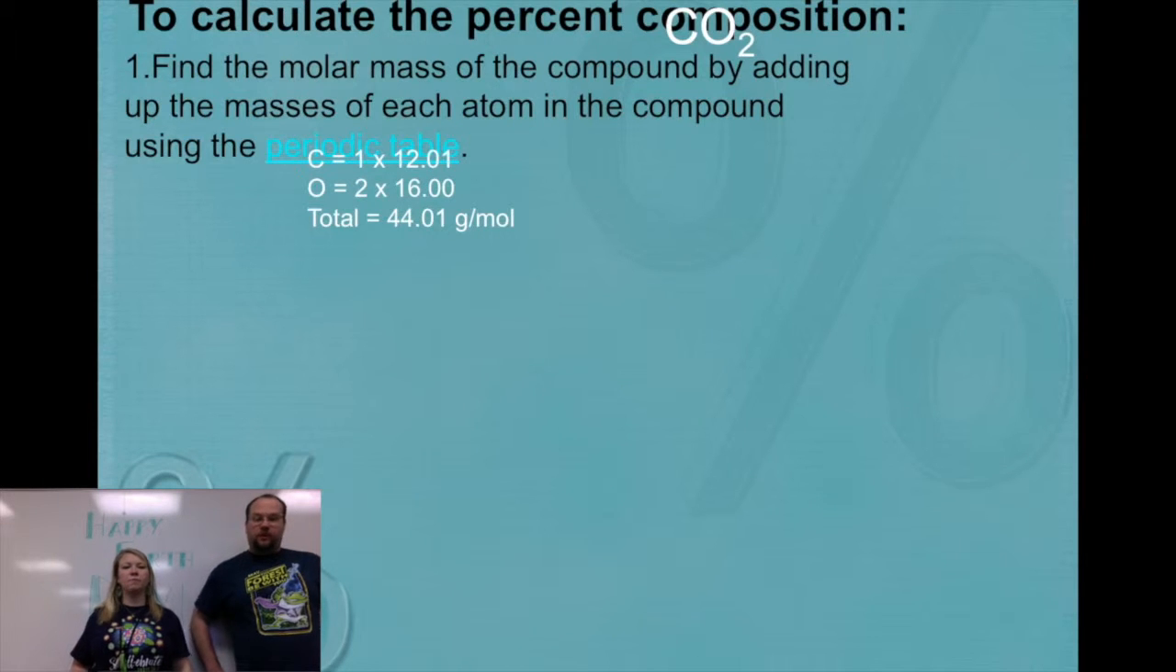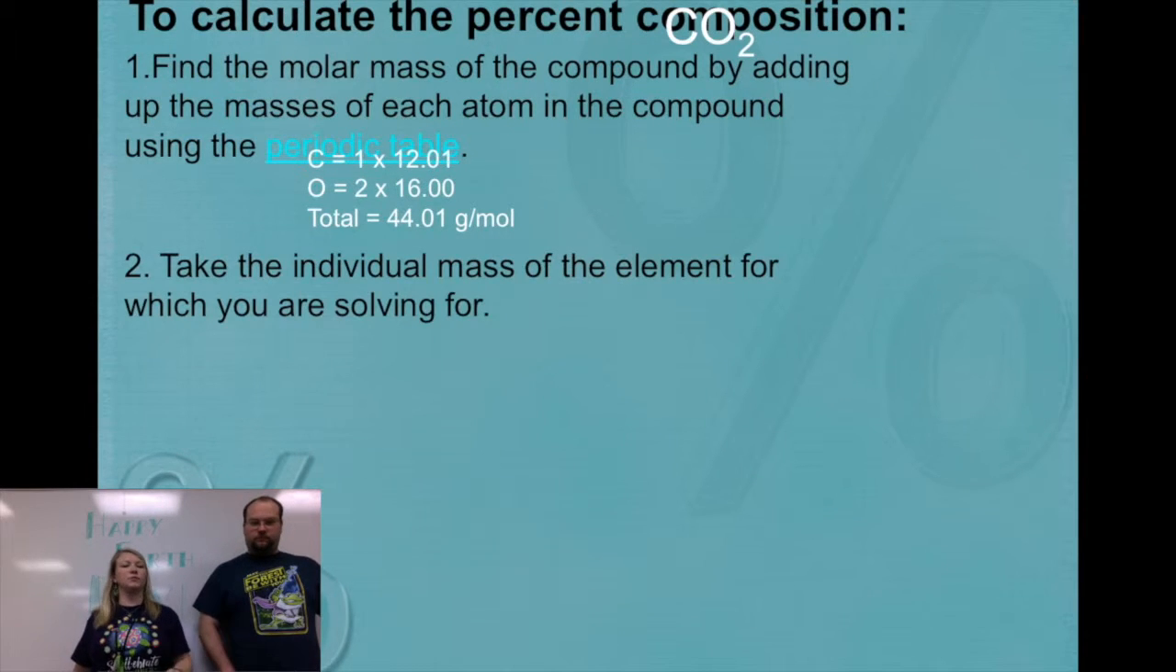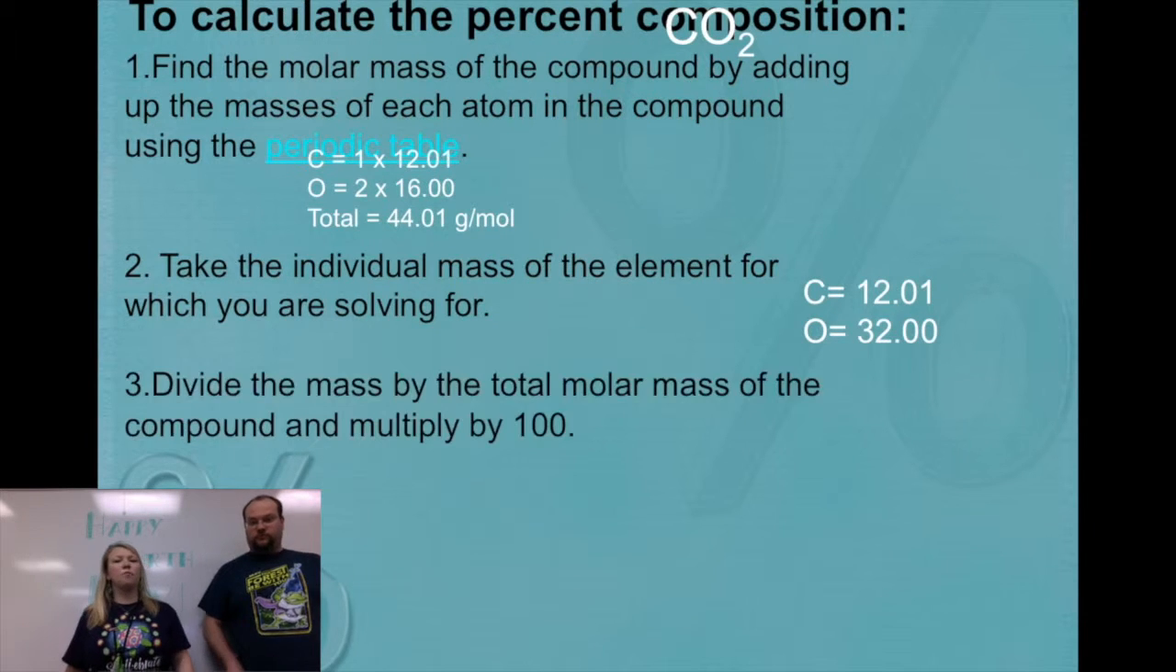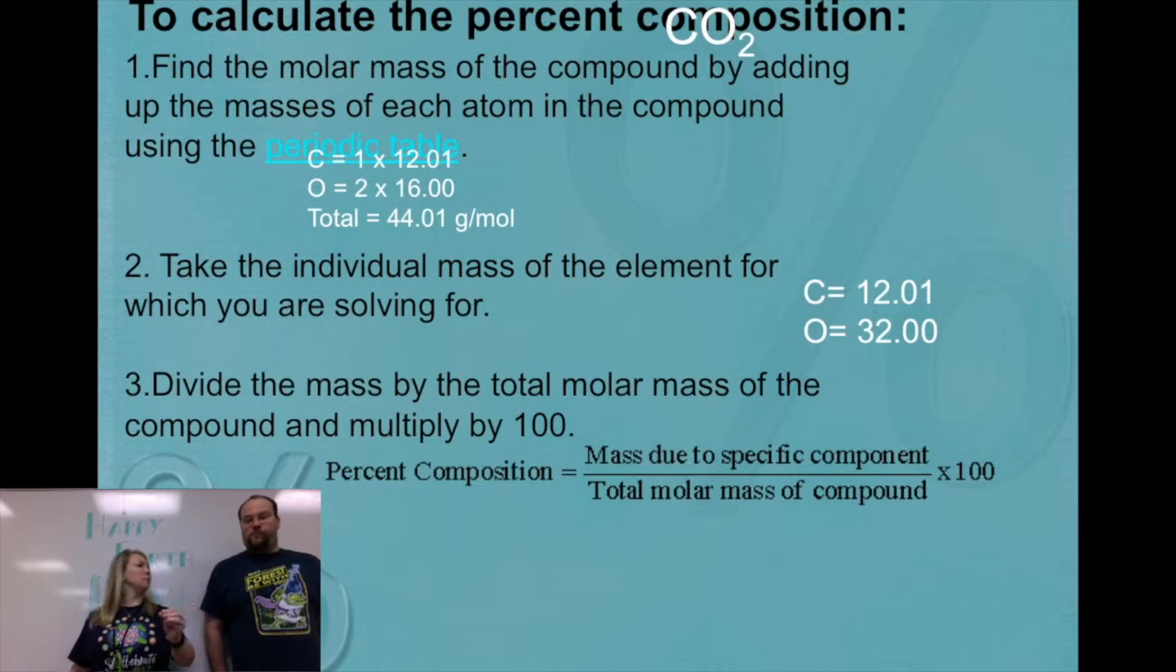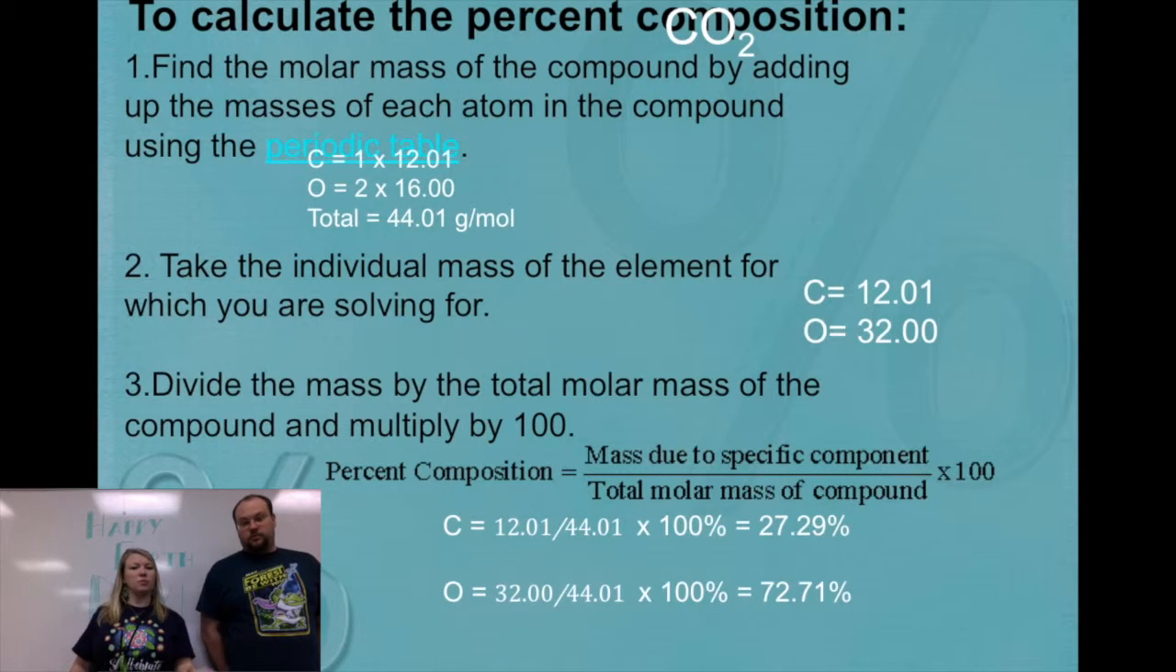Then we take the individual mass for each element, which you're solving for. So there are our two individual masses. Then we divide each by the total and multiply by 100. So you take the mass of carbon on top, divide it by the total, times 100, and do the same thing with oxygen: mass on top, divide by total, times 100, and you get your percent. So for CO2, we have 27.29% carbon and 72.71% oxygen. Seems pretty simple.